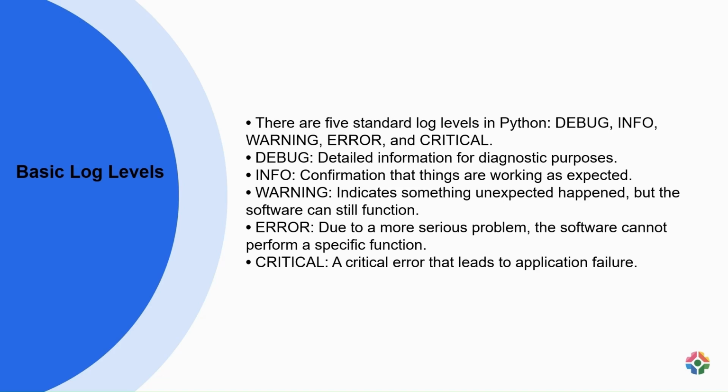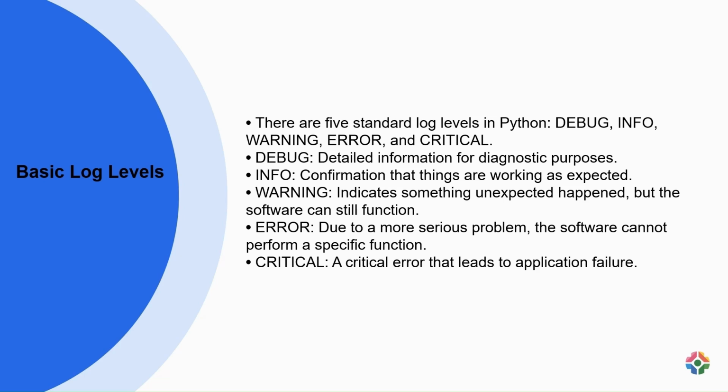INFO confirms expected functionality. Warning signals unexpected events that do not halt the software but should be monitored. Error denotes serious issues that prevent specific functions. Critical indicates severe errors leading to application failure.